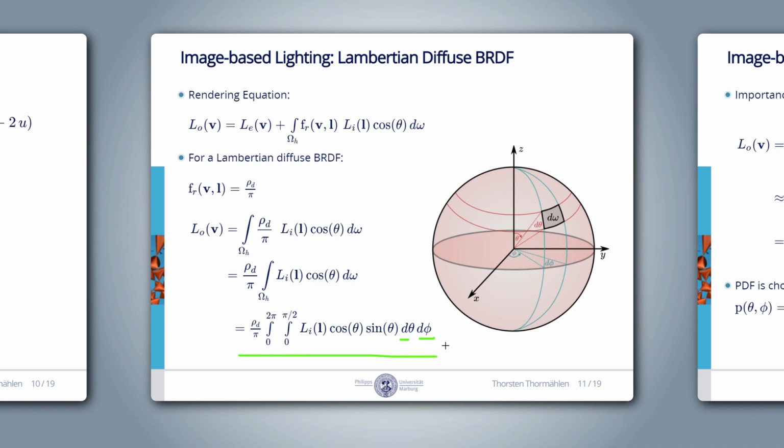As we need to integrate over the hemisphere, theta goes from 0 to pi over 2, and phi goes from 0 to 2 pi.